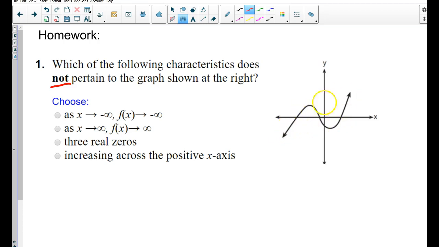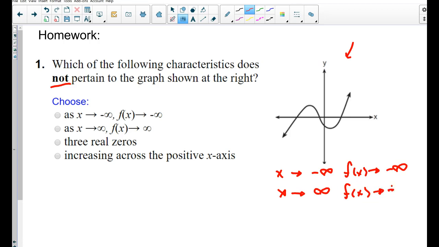Well, we notice that the end behavior shows that as you are going to the left, the function is decreasing, so it's going down. And as you are going to the right, the function is increasing. So let's take a look at the choices.